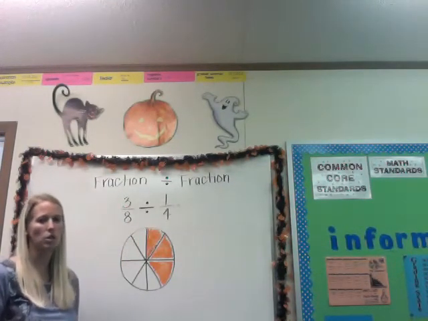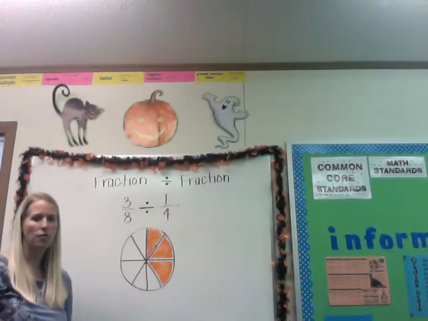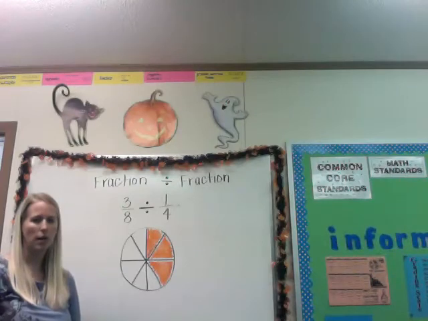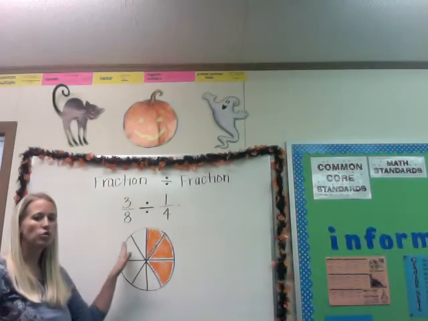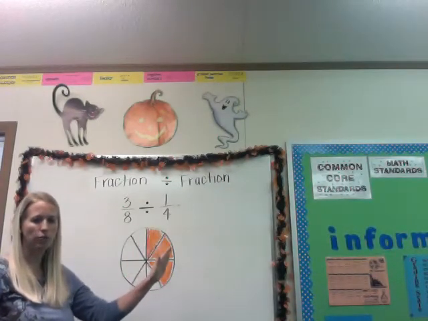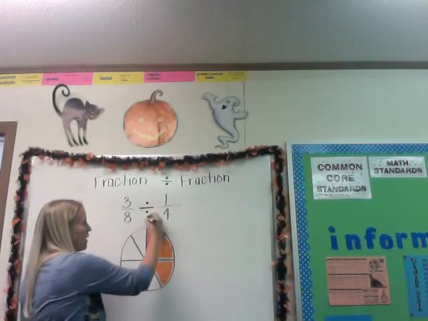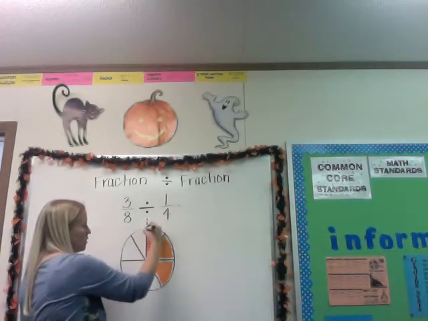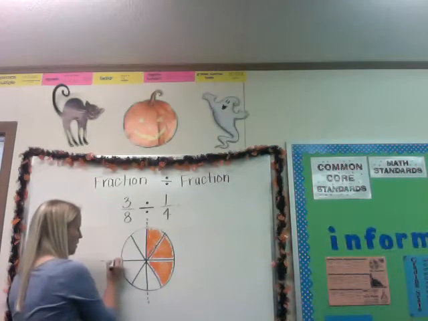So I've already started the picture. I have shaded in 3/8 of my circle figure up here. And I now want to divide that into fourths. So you're actually dividing the whole circle into fourths, not just the part that is shaded. So if I divide it into fourths, I'm going to make a little dotted line.